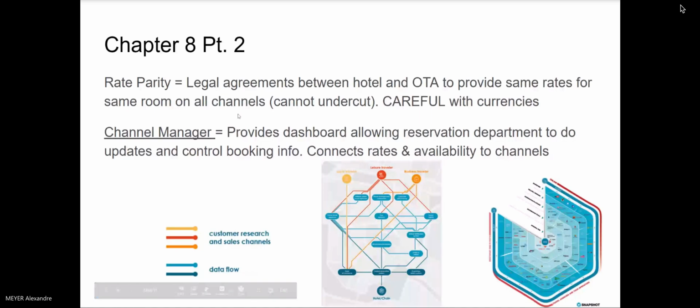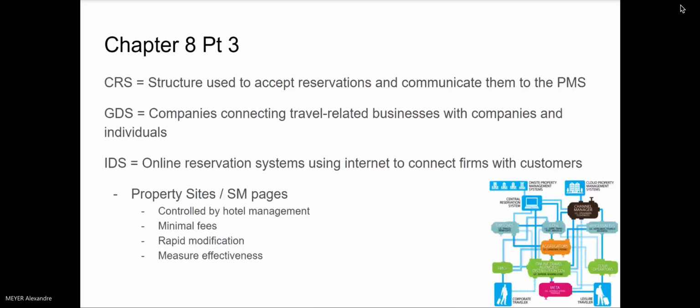A bit of vocab. So CRS, or a central reservation system, is a structure used to accept hotel guests' reservations and communicate them to an individual hotel's property management system. So essentially, the central reservation system gets a booking, it sends that booking to the property management system, and it appears on your screen in a given hotel.